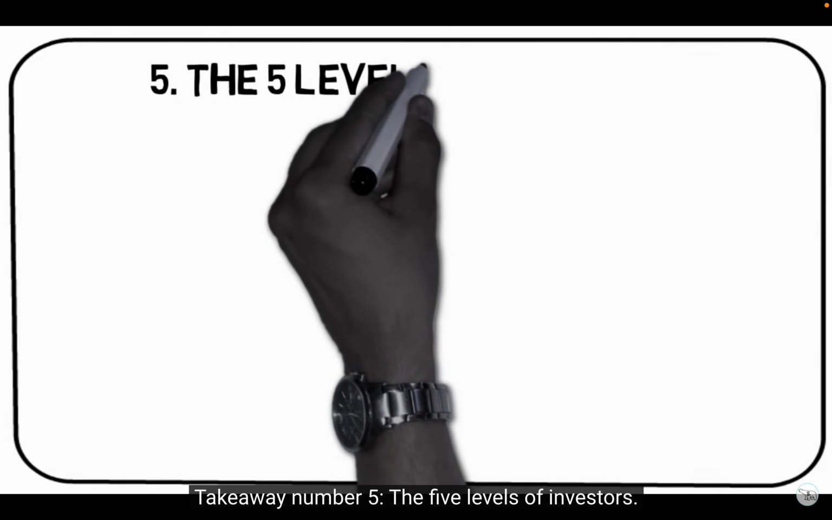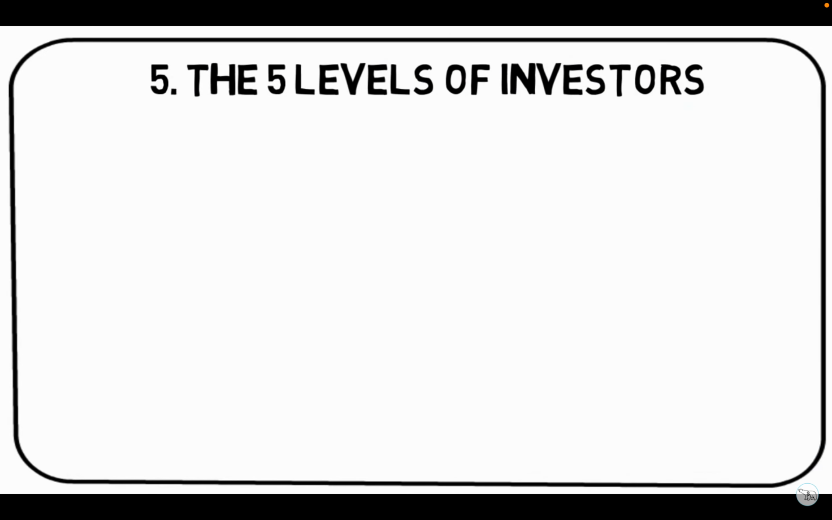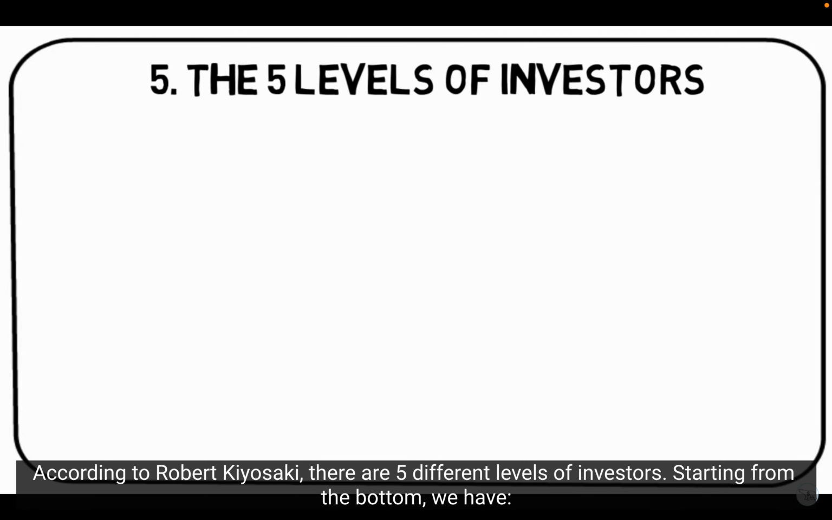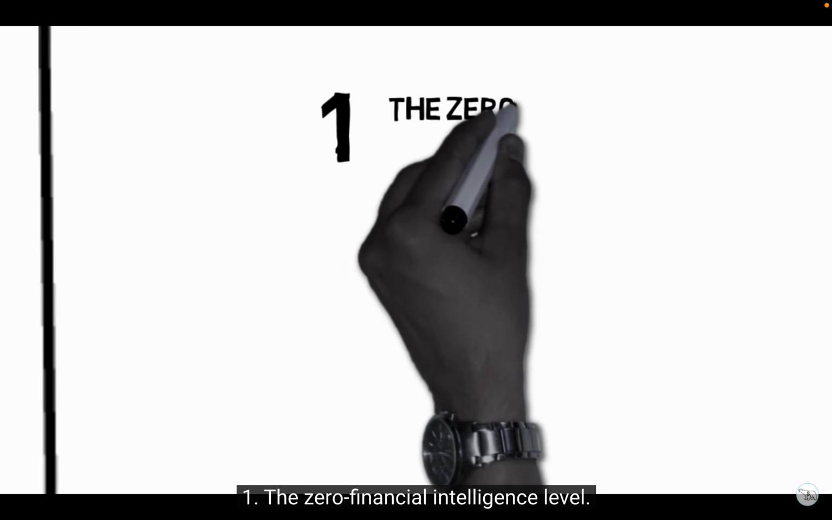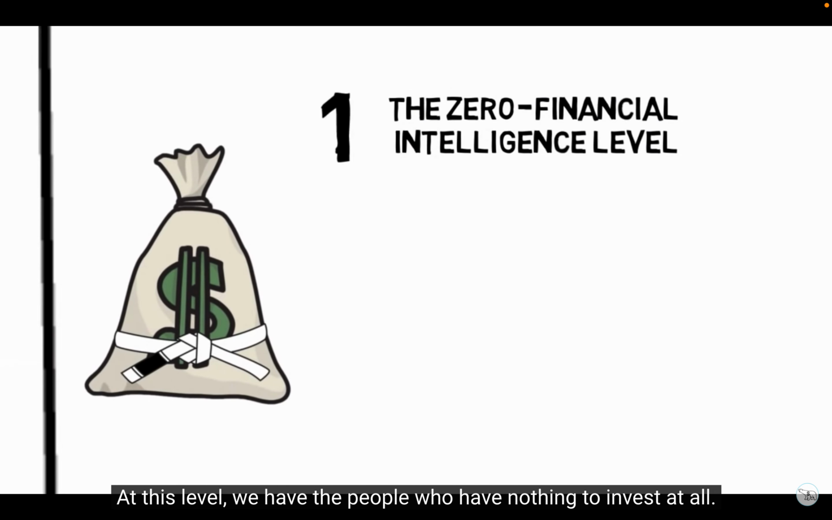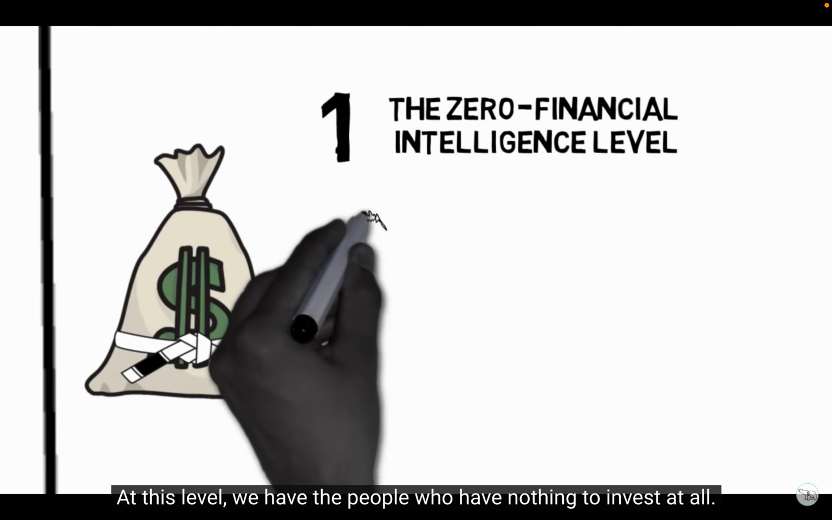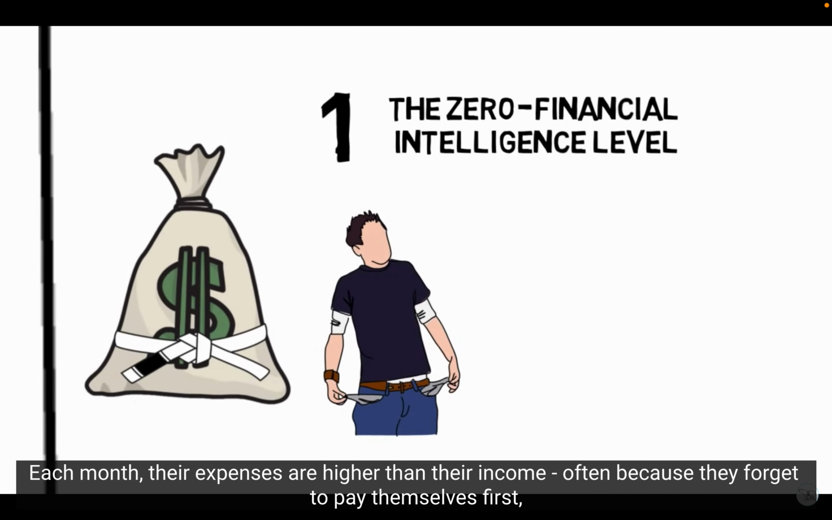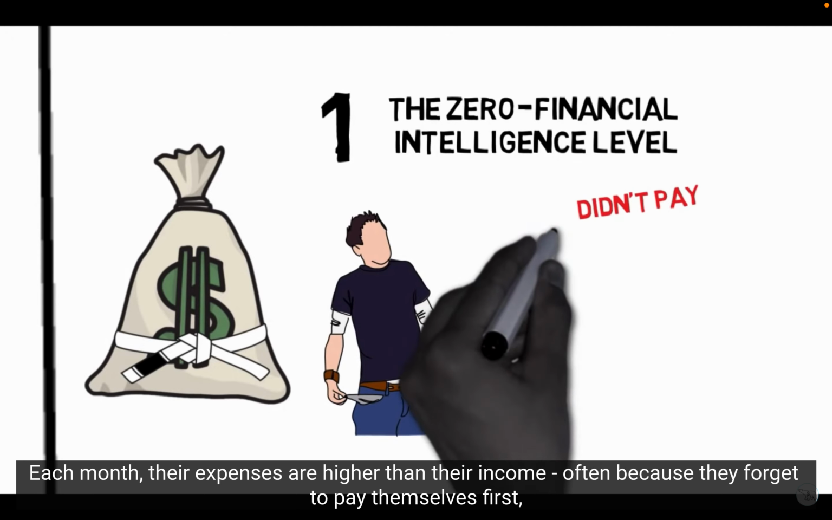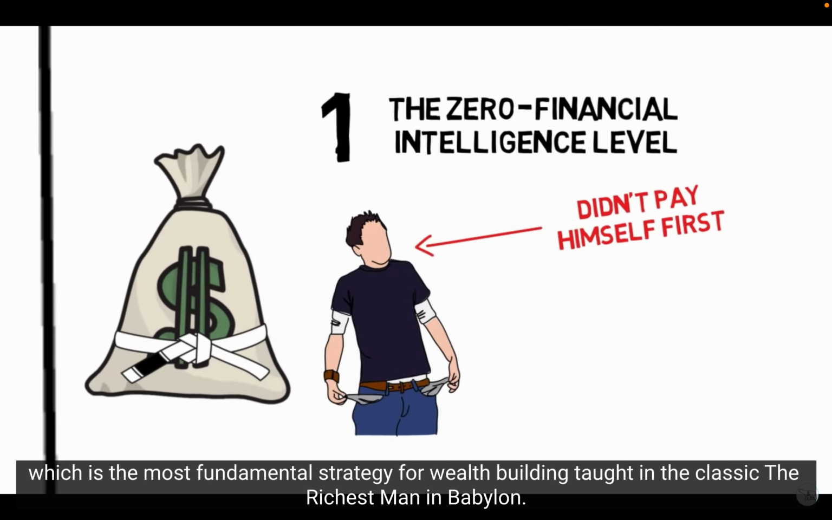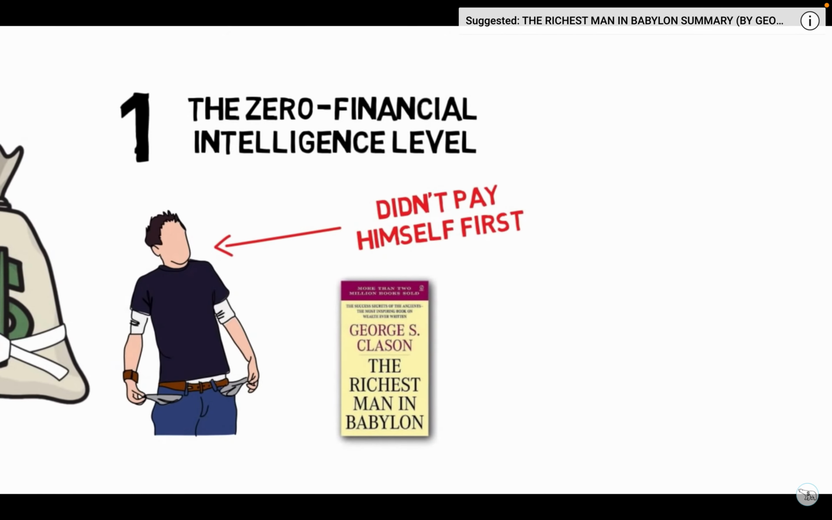Takeaway number 5, the 5 levels of investors. According to Robert Kiyosaki, there are 5 different levels of investors. Starting from the bottom, we have 1. The zero financial intelligence level. At this level, we have the people who have nothing to invest at all. Each month, their expenses are higher than their income, often because they forget to pay themselves first, which is the most fundamental strategy for wealth building taught in the classic The Richest Man in Babylon.